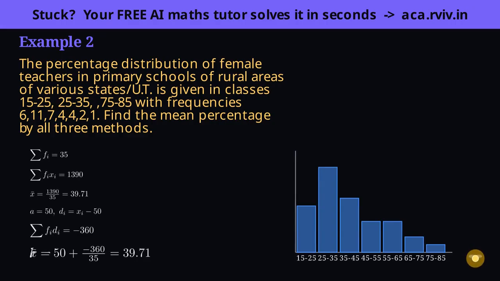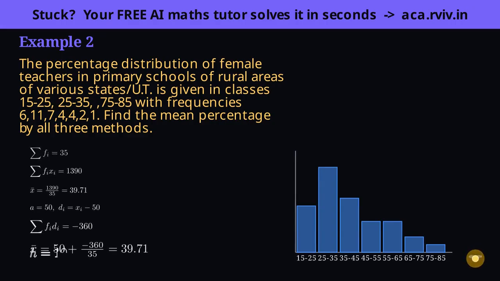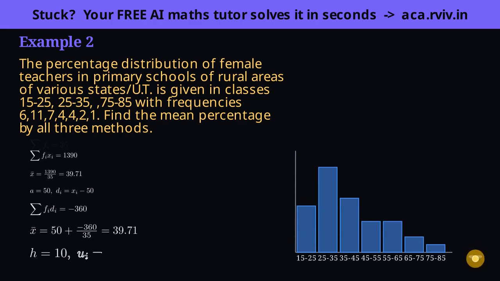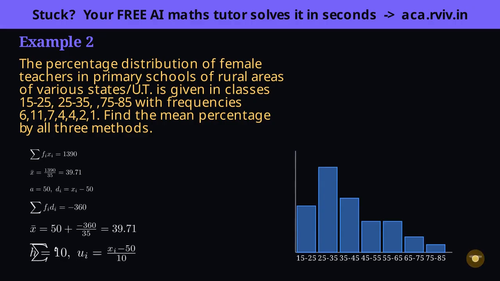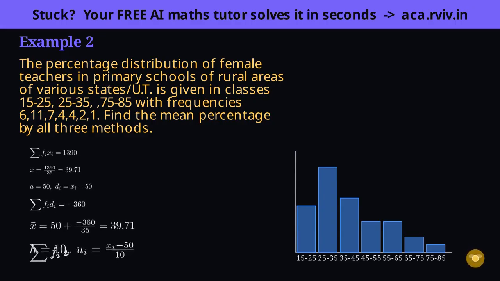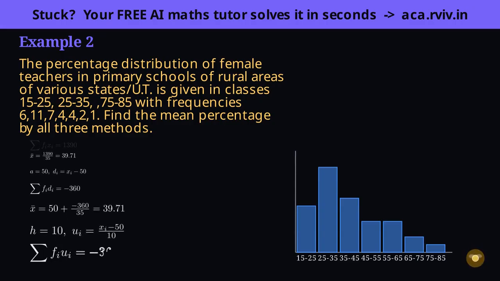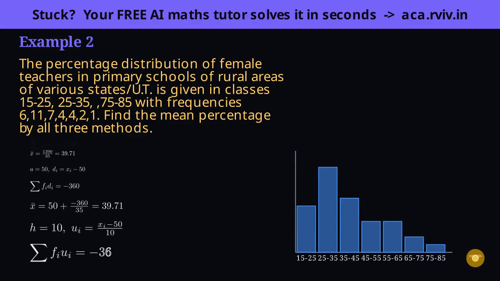One more gear. All the classes share the same width, 10, so divide every deviation by that width to get even smaller whole numbers, ui. We are now rescaling the ruler as well as shifting it, the deviations become plus and minus 3s and 2s. Multiply each ui by its frequency and add. Arithmetic you can almost do in your head now. The sum of fi ui is minus 36.